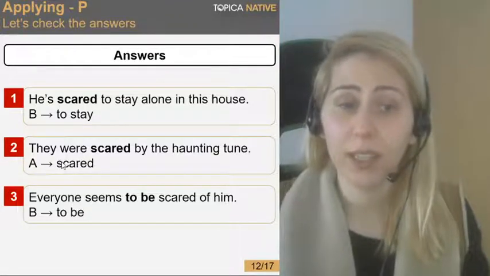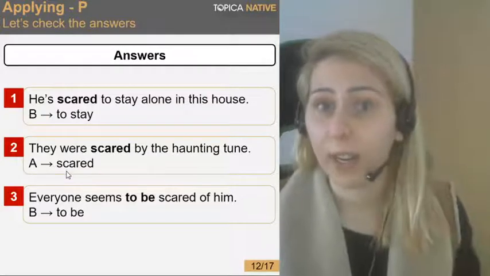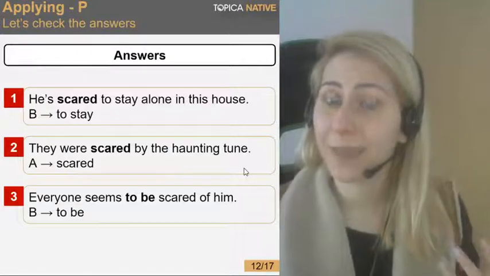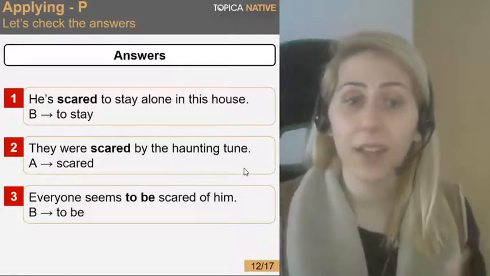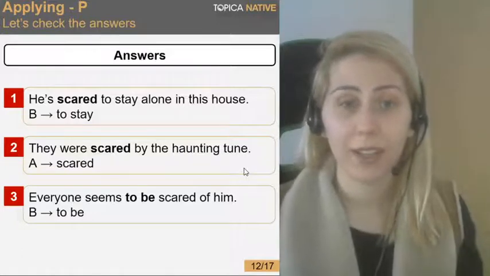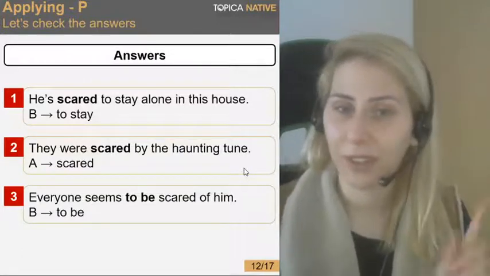Number two, they were scared by the hunting tune. So we would change afraid into scared because of the hunting tune. It's something that happened in the moment. We're talking about the situation that happened right there. So we would use scared for those situations like we explained earlier.